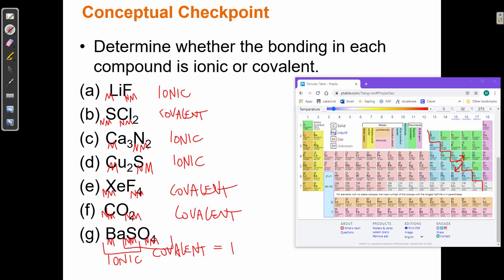So this compound has both ionic bonds and covalent bonds. Covalent bonds between the nonmetals, sulfur and oxygen, just like sulfur and chlorine up here, nonmetals, covalent. But metal nonmetal, this is ionic. Metal nonmetal with sulfur, this is an ionic bond. So this compound has both kinds of bonds, ionic and covalent. In fact, that's always going to be true if there are three or more elements.